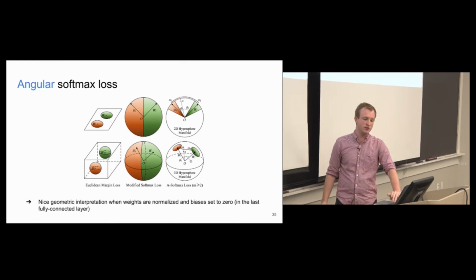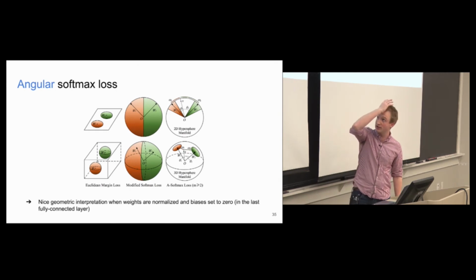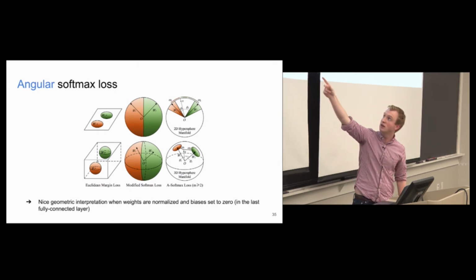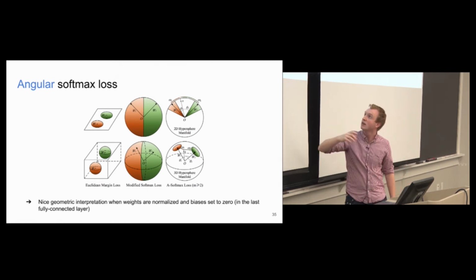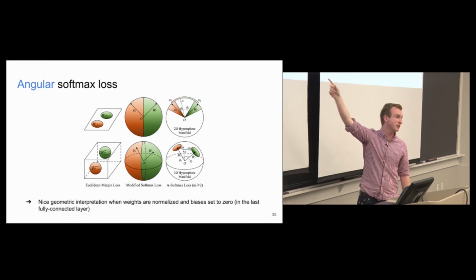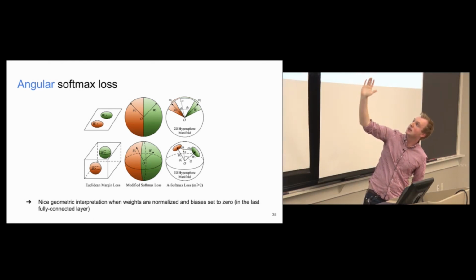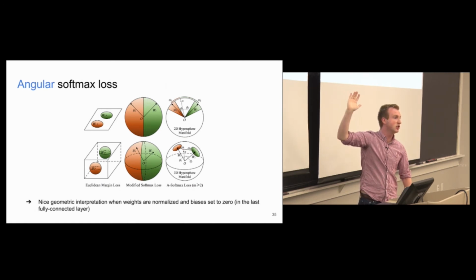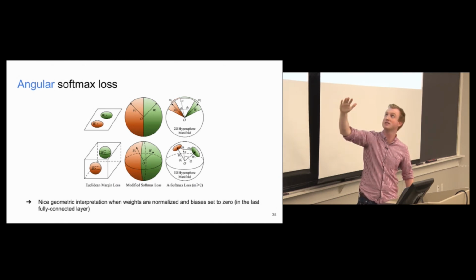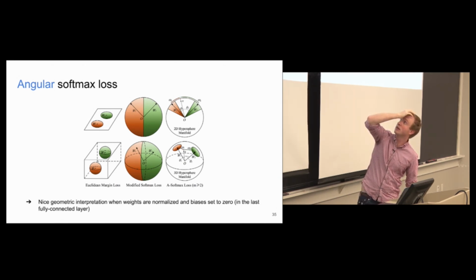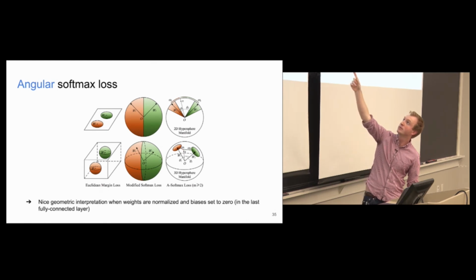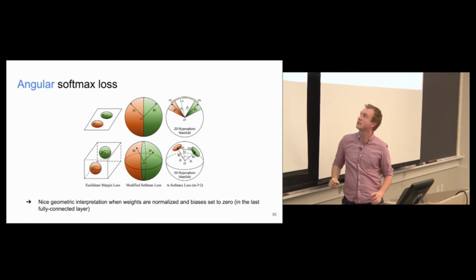So what this comes out to is this nice geometric interpretation. You can see the Euclidean margin loss in a 2-dimensional manifold and a 3-dimensional manifold. This is the modified softmax loss, and you can see there's just a clear decision boundary at the angle bisector. But for the angular softmax loss, in order for it to be correctly classified, your angle has to be less than theta over m. Sorry, theta over m.